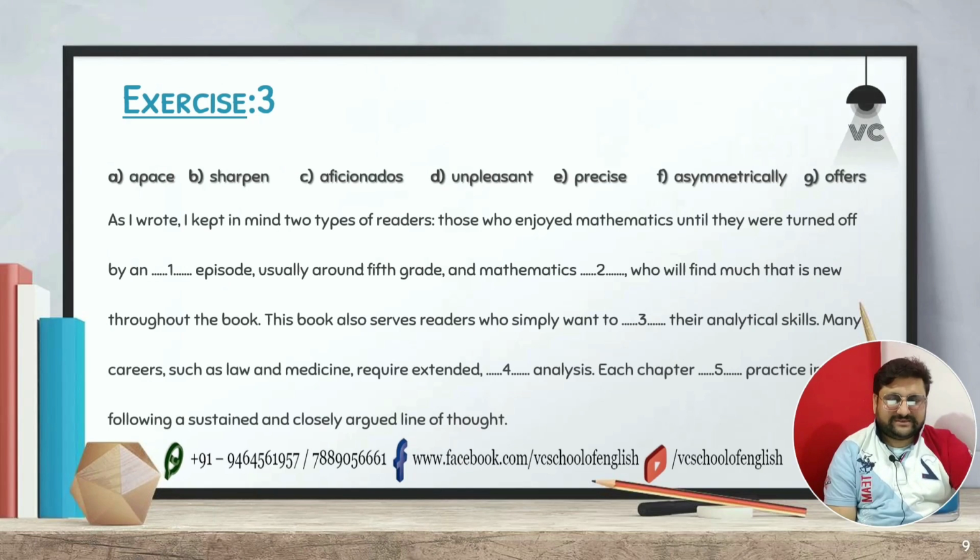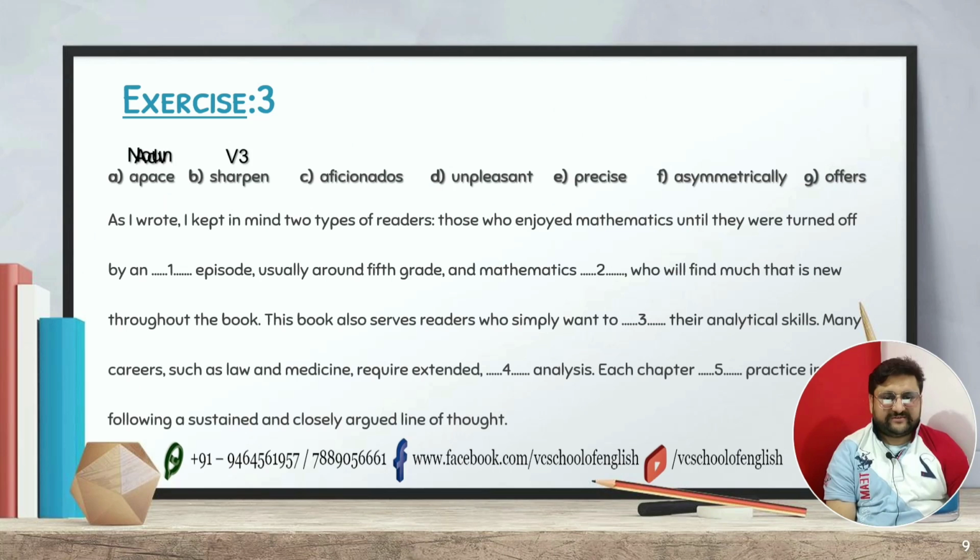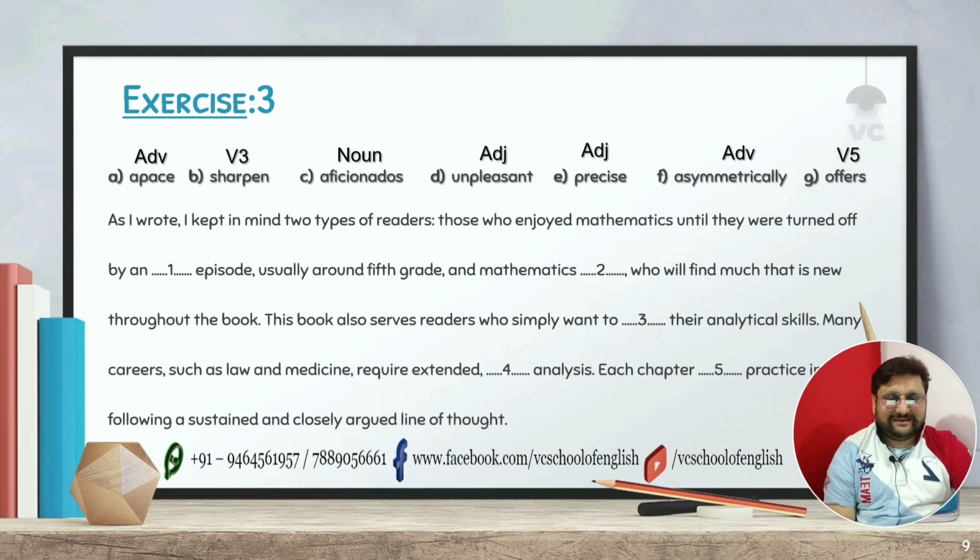Now in this blank, once again, let's take a look at the options to find out noun, verb, adverb and adjective. Apace is an adverb. Sharpen is a V3. Efficiendos is a plural noun. Unpleasant is an adjective. Precise, once again, is also an adjective. Asymmetrically, the word ending with ly, is an adverb. Offers is a V5. Now with the help of these options, we are going to solve the question once again.